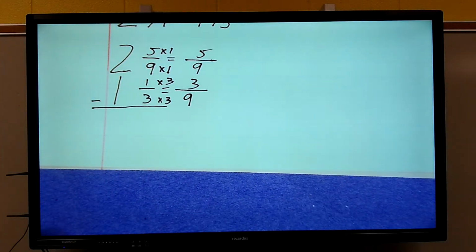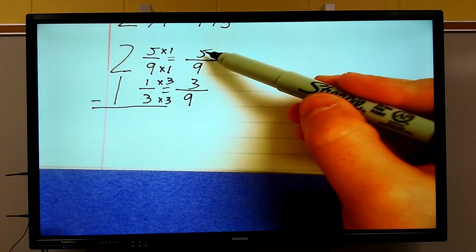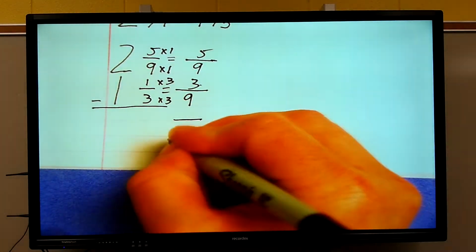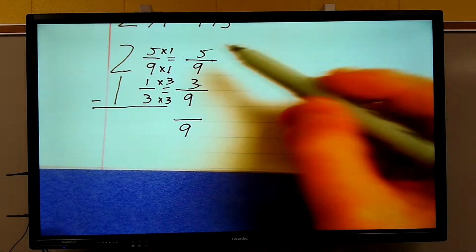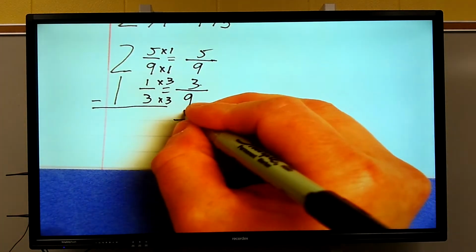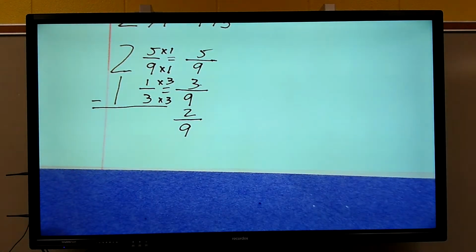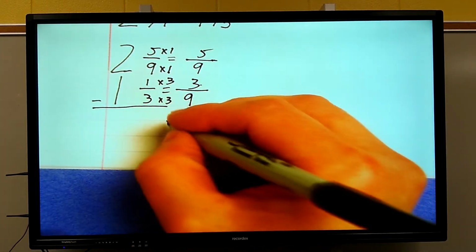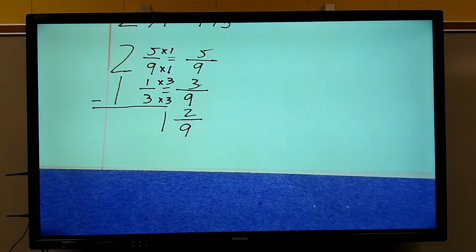All right, now it's time to subtract. This numerator is bigger than that numerator, so I can subtract easily. My denominator stays the same. 5 minus 3 is 2. Is this an improper fraction? No. Is this in simplest form? Yes. Now I subtract my whole numbers. 2 minus 1 is 1. And there's your answer: 1 and 2 ninths.